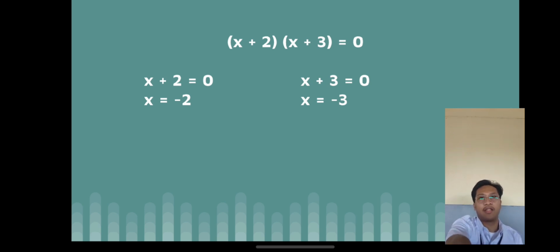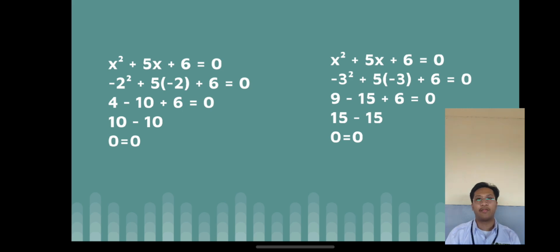Then next, substitute -2 first. So x² + 5x + 6 = 0 will become (-2)² + 5(-2) + 6 = 0. Next, then 4 - 10 + 6 = 0. Then 10 - 10 = 0, so 0 = 0.